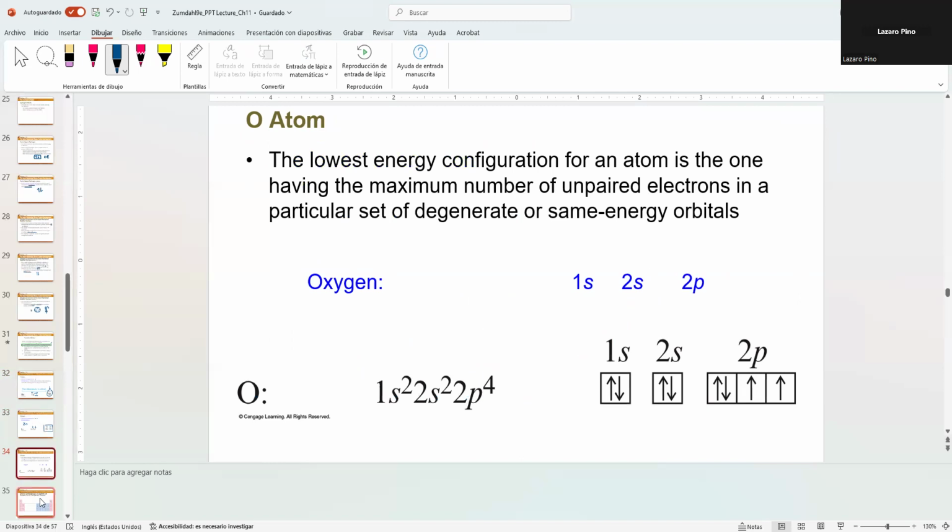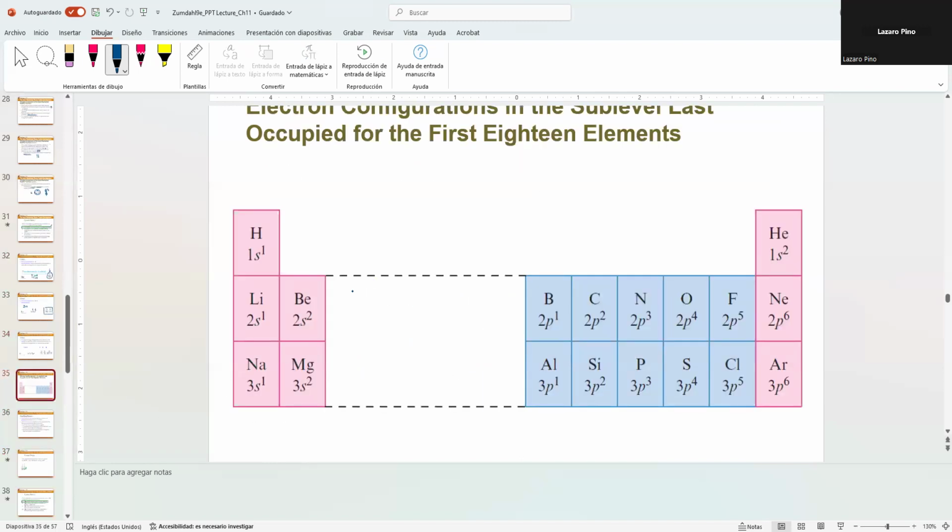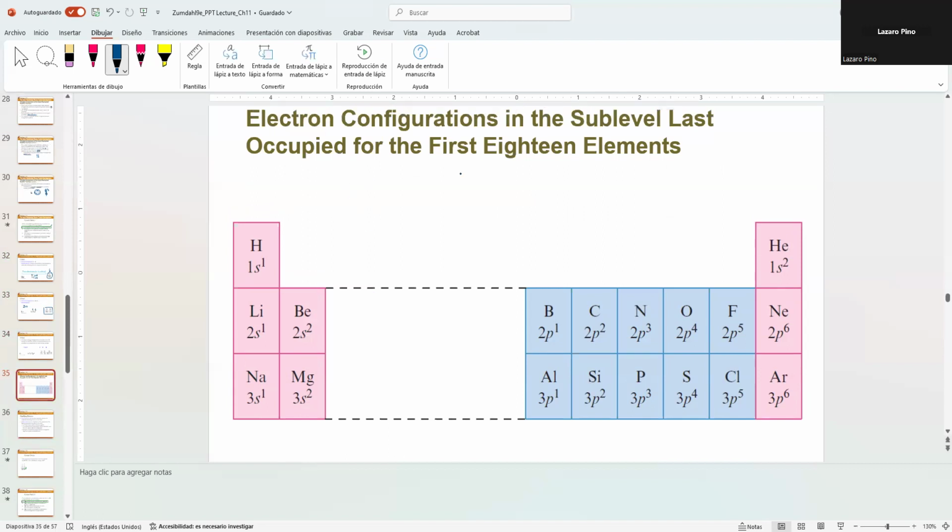Well, now I'm going to speak about the electron configuration and the sublevel last occupied by the first 18 elements. Here you can see in this table how hydrogen, lithium, and sodium have only 1 electron in the outermost shell, and in the case of hydrogen that is in period 1, it is 1s1. Lithium is in period 2, sodium in period 3, and so on.